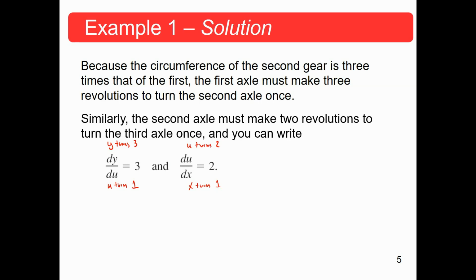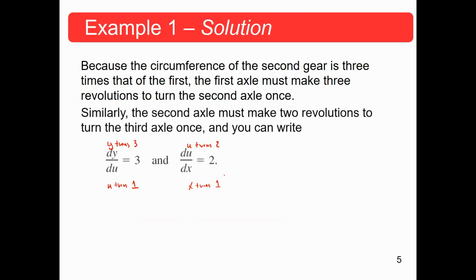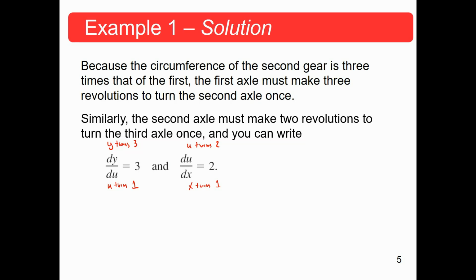Can we say that? Remember this is y, this is u, and this is x. So when y turns 3 times, that gets me u once. Remember, we're always going to say it's going to take more turns of a small gear than a big gear. All right, and then we're going to go to u. So since u is 1 and x is 2 in terms of the circumference, then I know it's going to take me 2 times on u to get 1 x. So this is where these are coming from. U turns twice for 1. So dy du is 3 and du dx is 2.